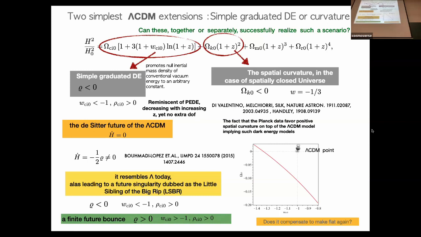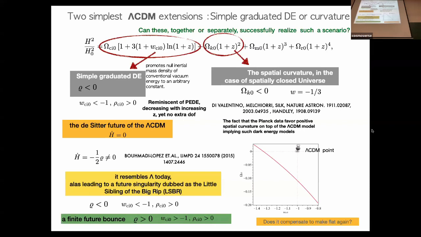In this talk, I will focus on the simplest extensions of lambda CDM, the simple graduated dark energy. It means that we are keeping the inertial mass density as constant, and we are using the curvature. Curvature comes into play because the Planck data favor positive spatial curvature on top of the lambda CDM model, which implies such dark energy models. And the simplest choice for negative inertial mass density is the spatially closed universe, because it has a negative density parameter.